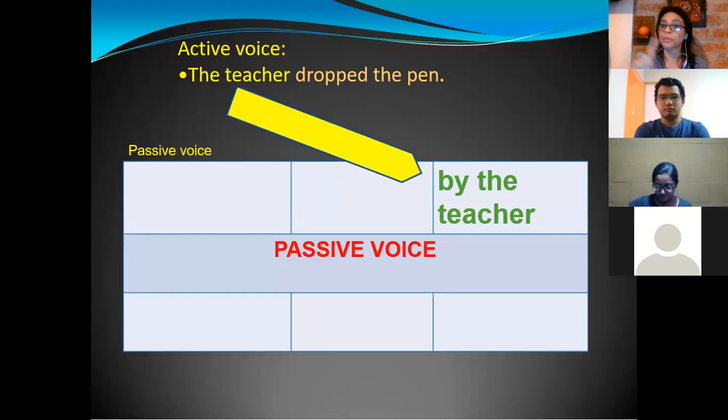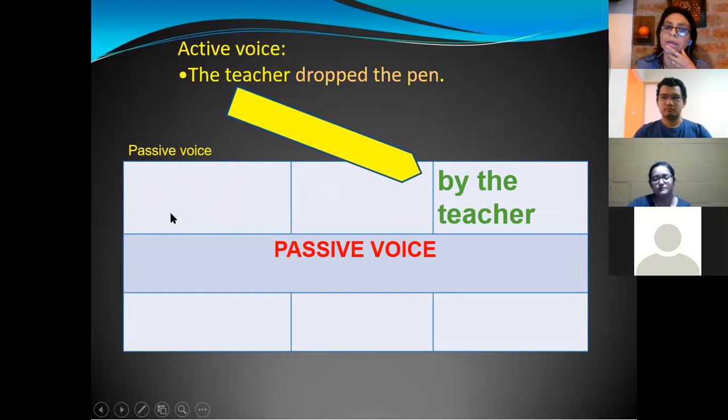Okay, so here we have. The teacher dropped the pen. The teacher is the subject, all right? But now, in passive voice, I will switch the position, okay? The teacher goes at the end of my sentence because it's the doer, all right? It was the subject. The teacher goes here at the end, all right? Now, I have this empty space, and I have another empty space right here.